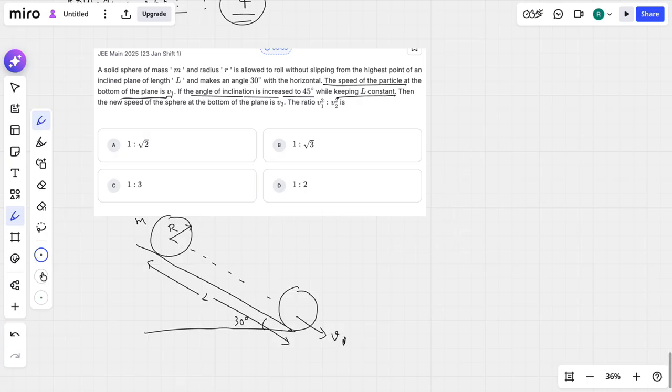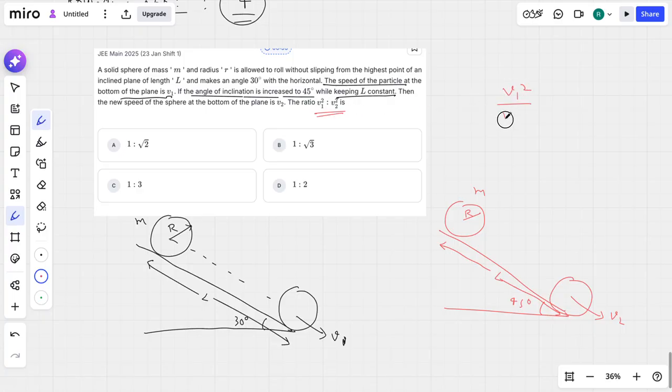So if you talk about the second case, let's say this is the incline. We have changed nothing. We have just changed the angle of inclination and made it 45 degree. The sphere is the same, radius r, mass m, and the length of the incline is also the same, L. When the sphere comes to the bottom, it has some linear speed v2. Now the question being asked is: what is the ratio of the squares of their velocities, v1 square by v2 square?